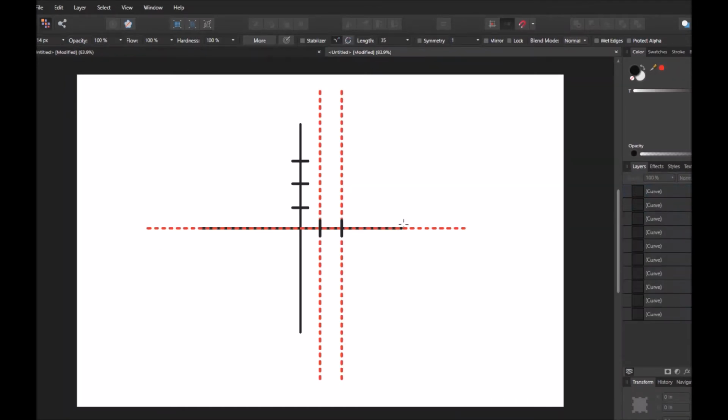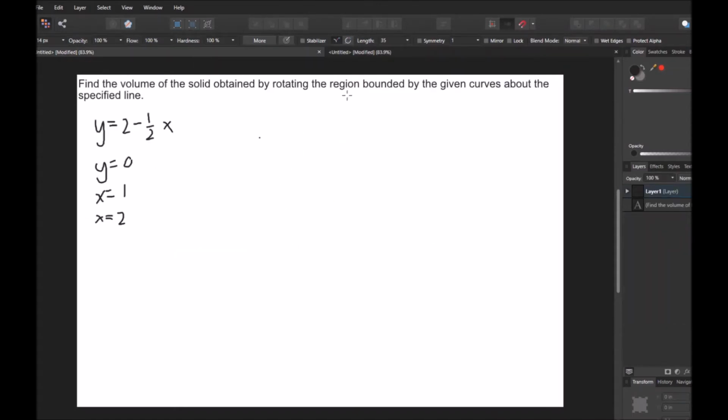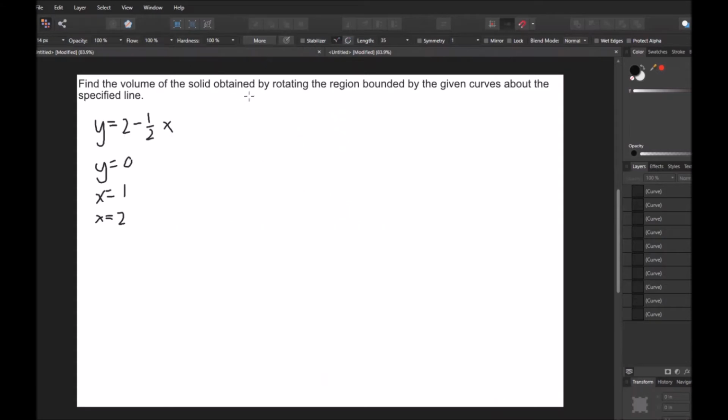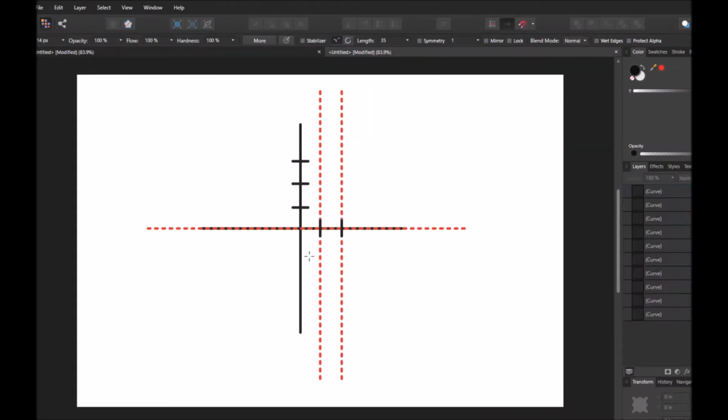We can see that this is all mapped out by this graph, and these red dotted lines are these three equations right here. So we have y equals 0, x equals 1, and x equals 2. Now all we have to do is plot the points of this graph, and I'm only going to plot them between x equals 1 and x equals 2 because that's the only interval that we care about.